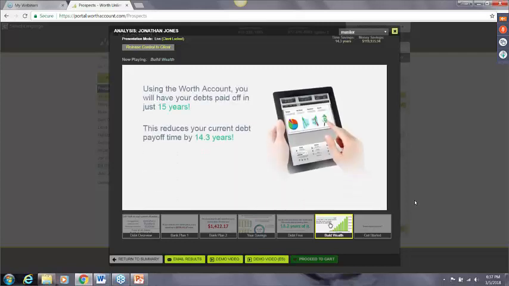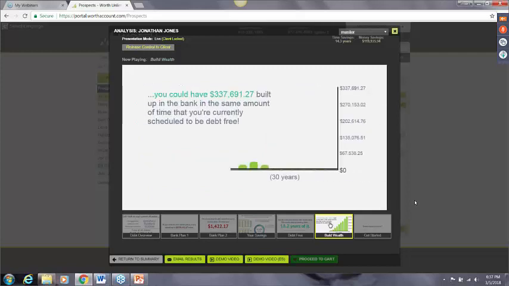Using the Worth account, you will have your debts paid off in just 15 years. That reduces your current debt payoff time to 14.3. If you then put that money into an account earning just 1% from the date that you paid off, so if you took on the date you paid off all of your debts and starting right there took the money that you were using to service your debts and put it in a savings account earning only 1%.